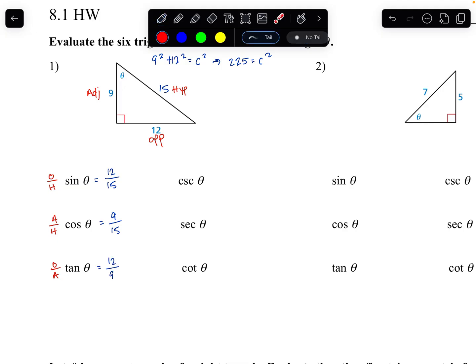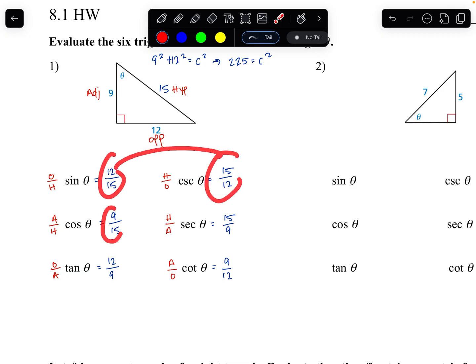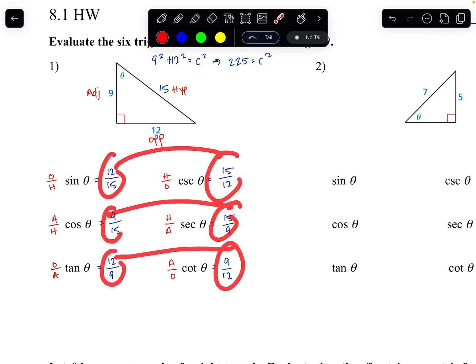And then as for cosecant, cosecant is reciprocal to sine, so this is going to be hypotenuse over opposite. Secant is reciprocal to cosine, so this is going to be hypotenuse over adjacent, and cotangent is reciprocal to tangent, so adjacent over opposite. So cosecant will be 15 over 12, secant will be 15 over 9, and cotangent will be 9 over 12. Again, just reciprocal to their others.